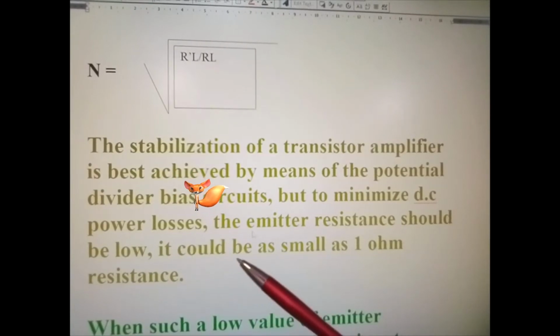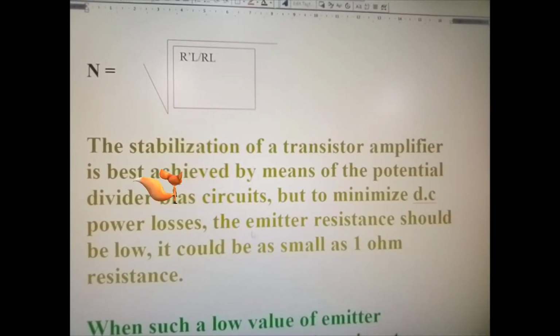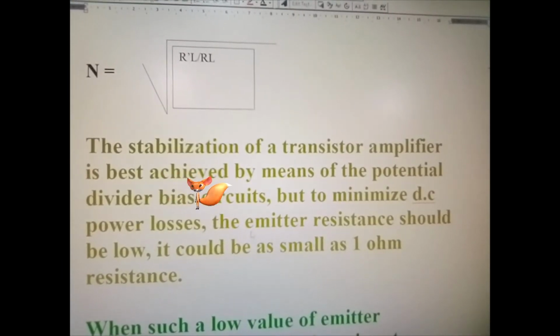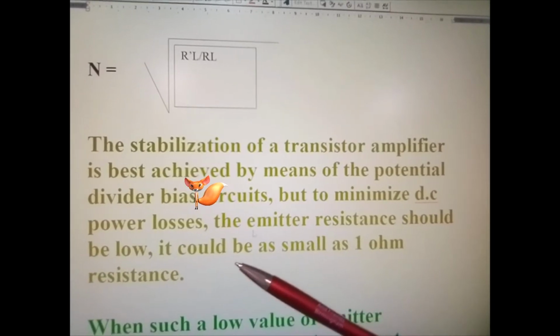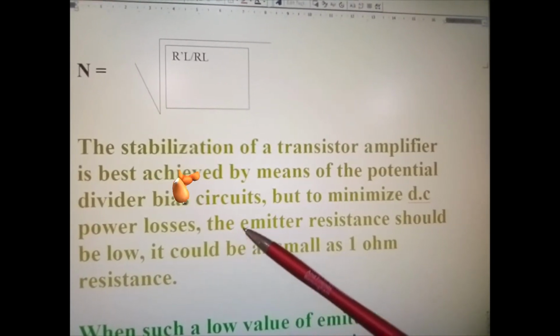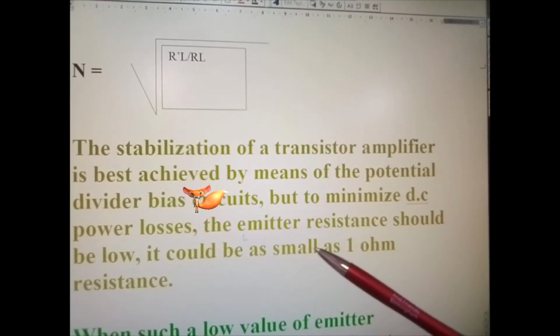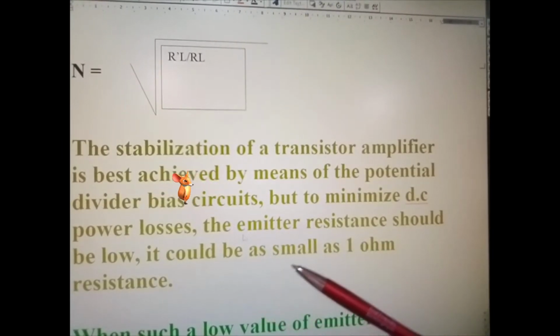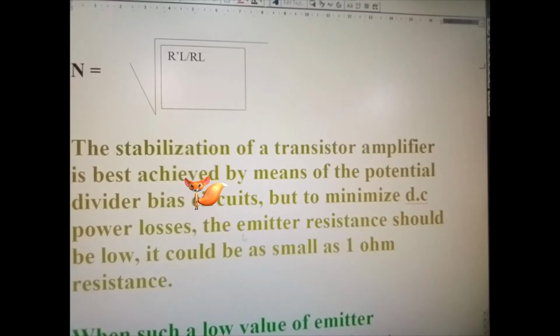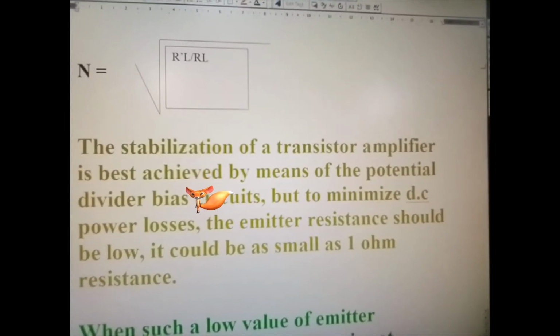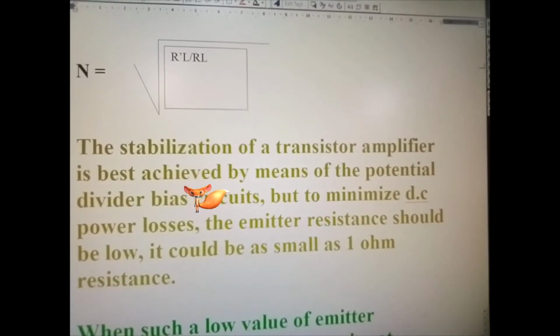Now, the emitter resistance should be low. It could be as small as 1 ohm resistance. Now again, when we talk about the emitter, we're talking about the emitter in respect of the transistor. And you'll see where that comes into play further on as we move into this a little bit more.